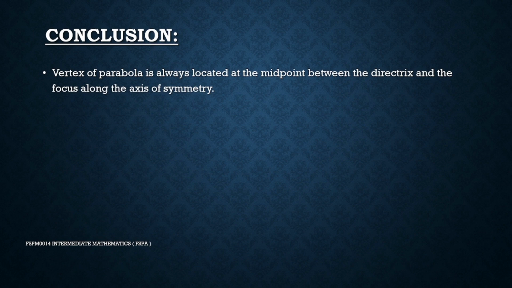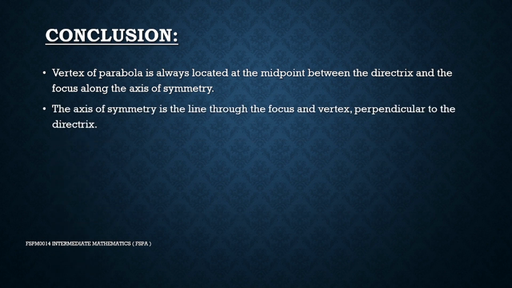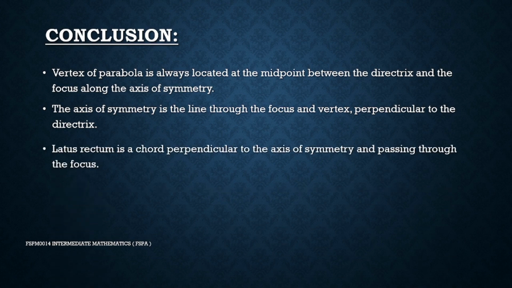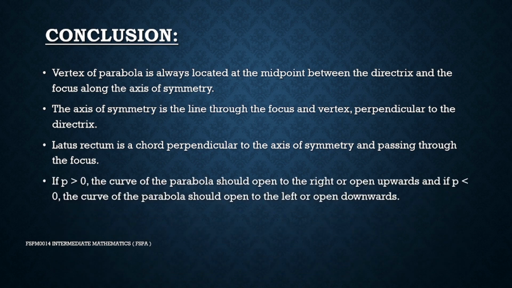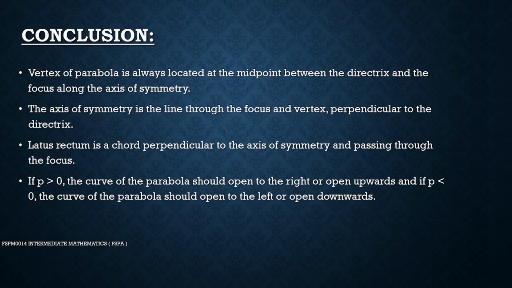And overall, the conclusion and summary of parabola: we know the vertex of a parabola is always located at the midpoint between the directrix and the focus along the axis of symmetry. The axis of symmetry is the line through the focus and vertex perpendicular to the directrix. The latus rectum is a chord perpendicular to the axis of symmetry and passing through the focus. If p is larger than 0, the parabola opens to the right or upwards, and if p is smaller than 0, the parabola opens to the left or downwards.